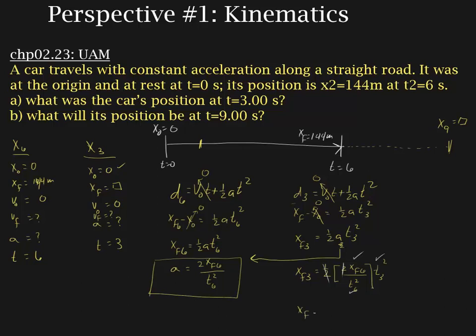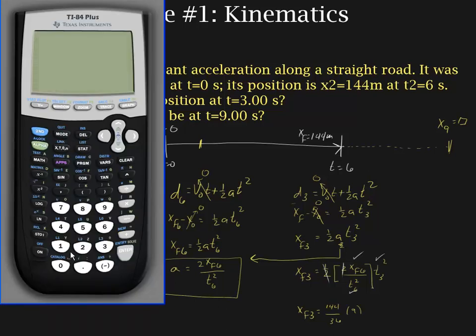So x final 3 is going to be equal to x6 was 144 meters divided by t6, so that's 6 squared, that's going to be 36, times t3 squared, which is 3 squared, or 9. So let's get out our calculator. We're going to have 144 divided by 36 times 9, and that's going to give us a position of 36 meters.